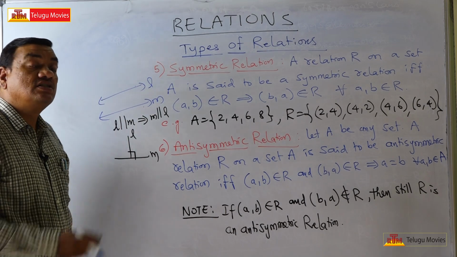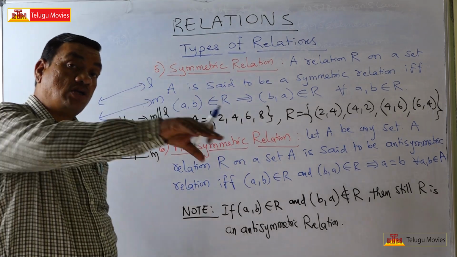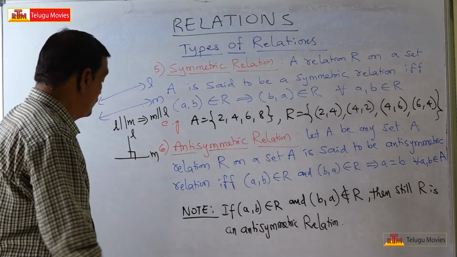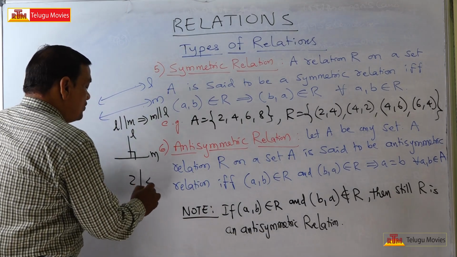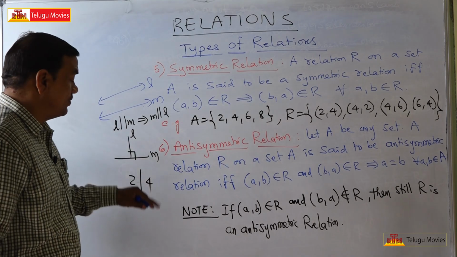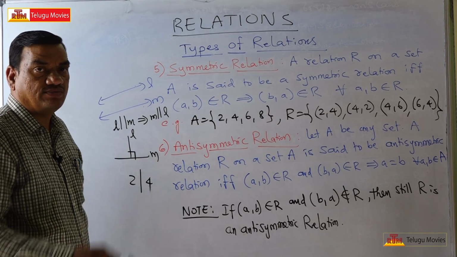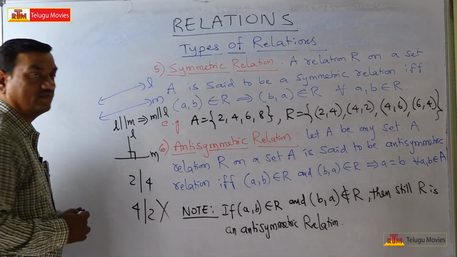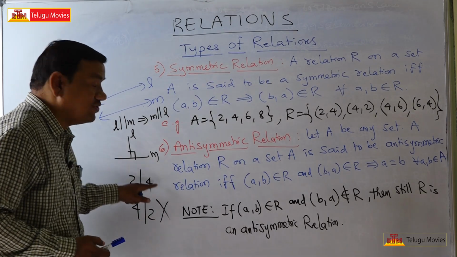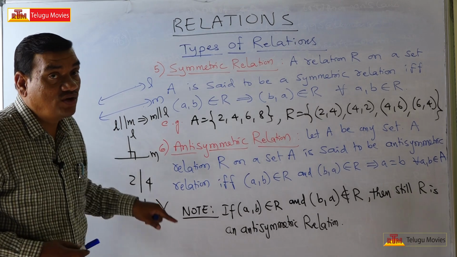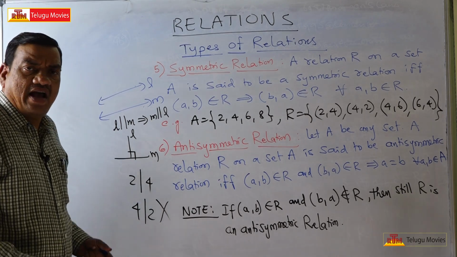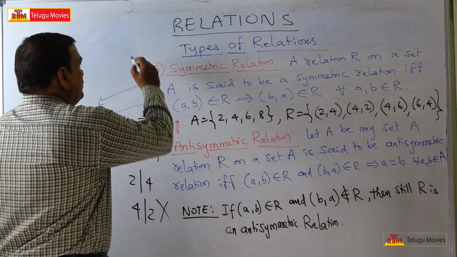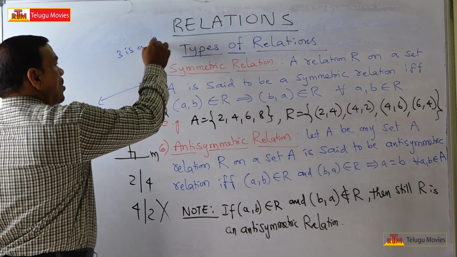But sir, tell me one example which is not symmetric. Yes, I will tell. 2 divides 4. Everybody knows that 2 divides 4. But does 4 divide 2? No. 2 divides 4, but 4 does not divide 2. Another example: 3 is a factor of 9.